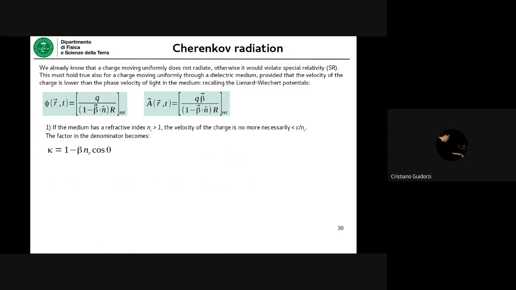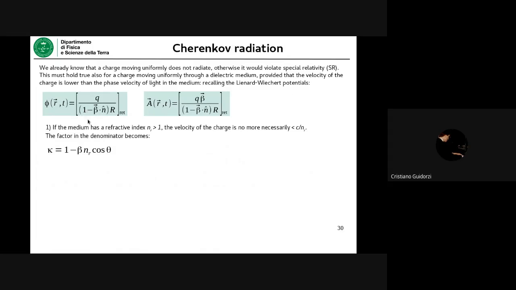Well, let's consider the factor that shows up in the denominator of both the scalar potential and the vector potential. I call the denominator kappa, a Greek kappa, the factor which multiplies the distance r: 1 minus beta n. In this case, beta is v over c, but instead of taking c, the speed of light in vacuum, I should take the speed of light in the medium, c over n. So given that c over n is in the denominator, it means that the refractive index gets to the numerator.